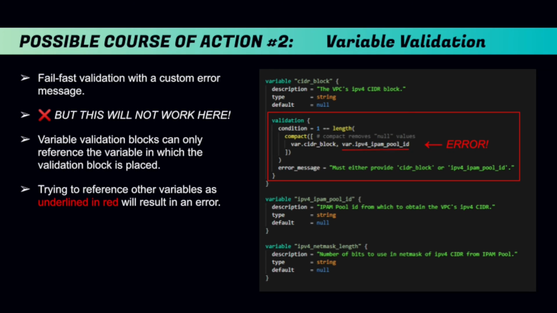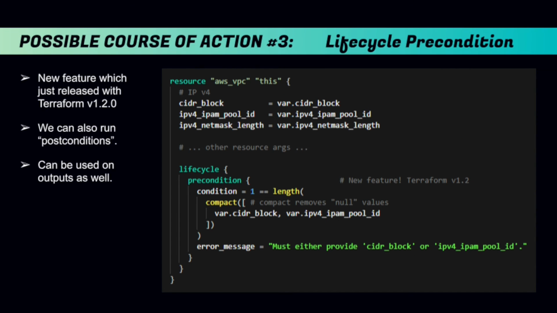We could leave the variables as is and validate the inputs using VPC lifecycle preconditions. This is a new feature that just came out this year with Terraform version 1.2, and at long last, it finally offers developers the ability to write cross-variable validation checks like this. For our example here, while this would afford us the ability to customize the error message shown to users, we'd still have a variable structure which needlessly conveys inaccurate information.